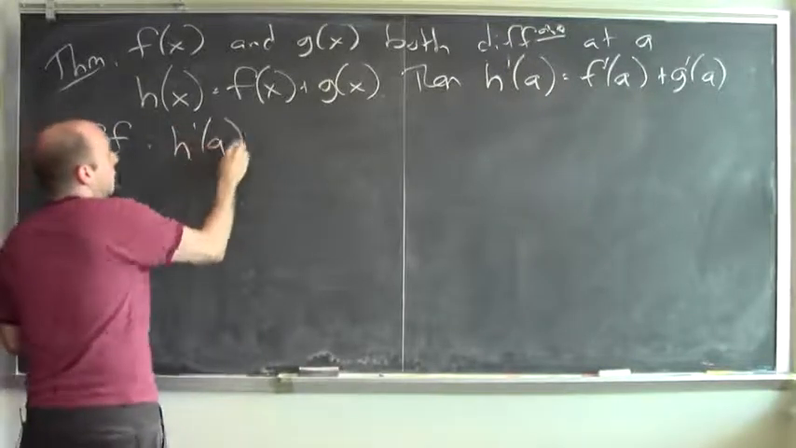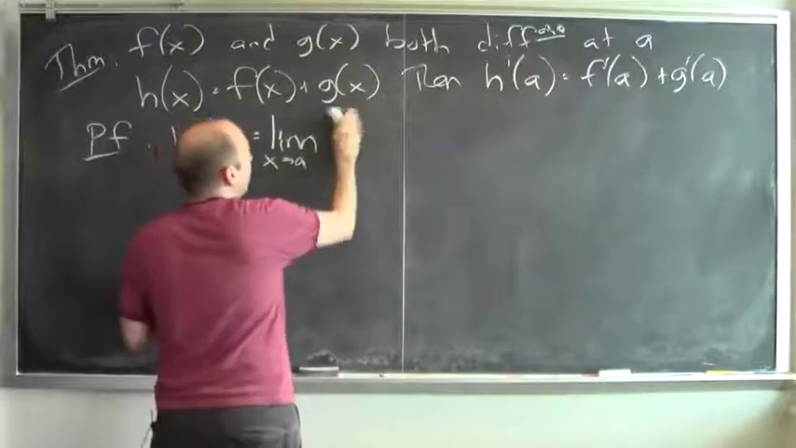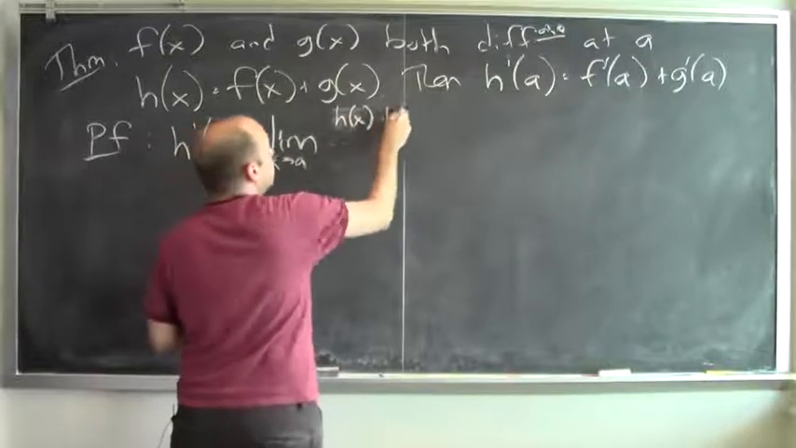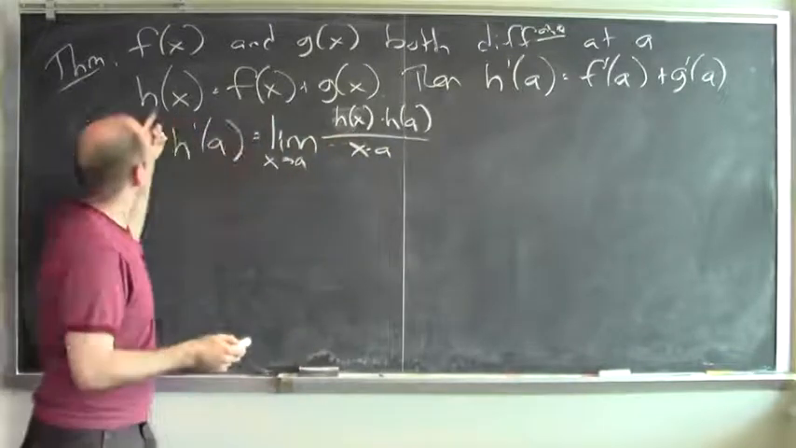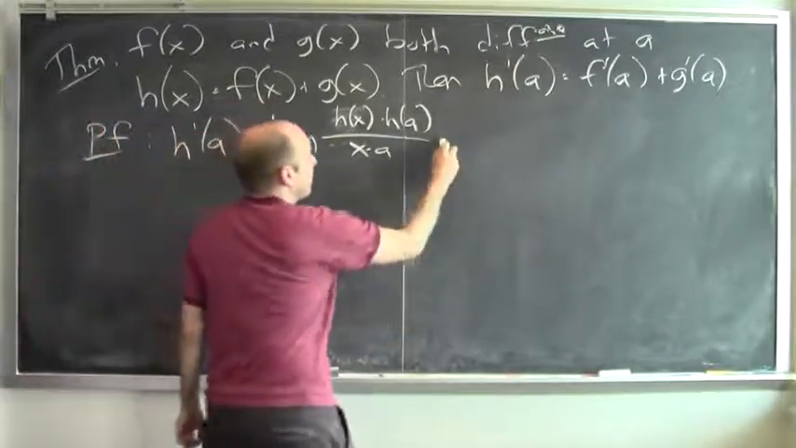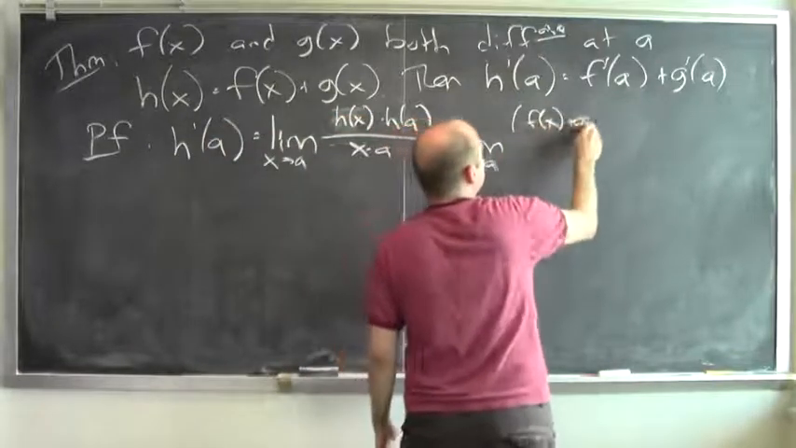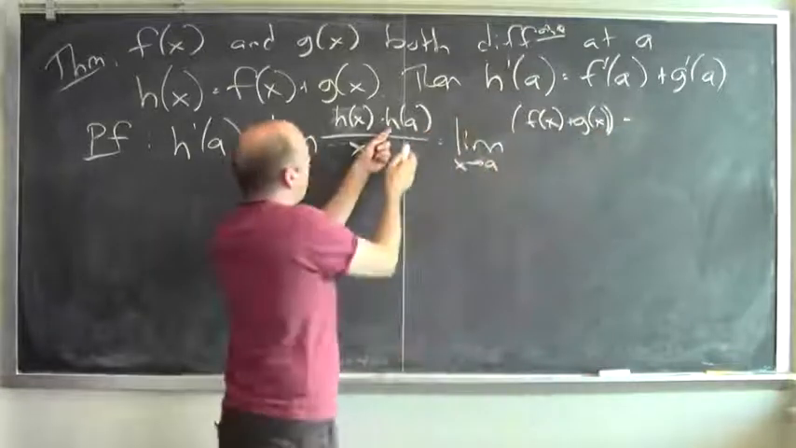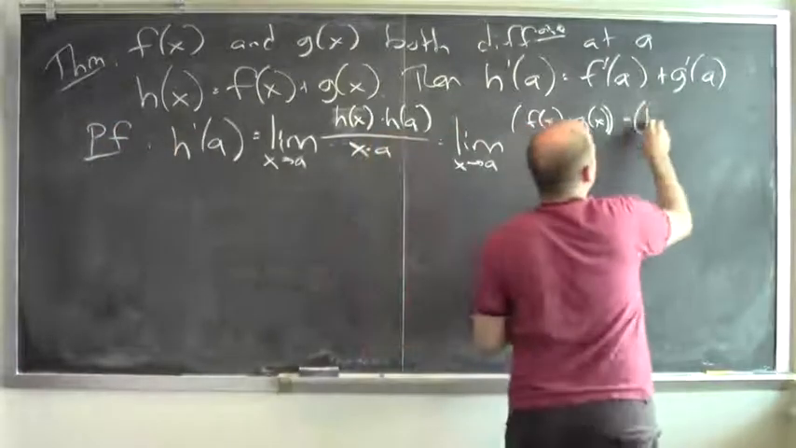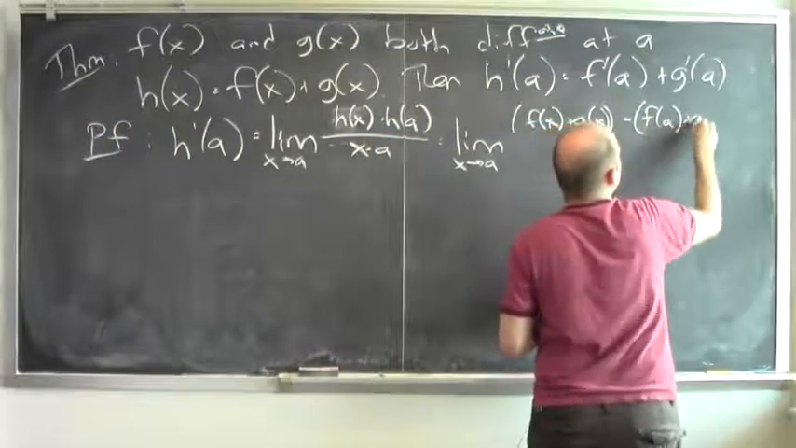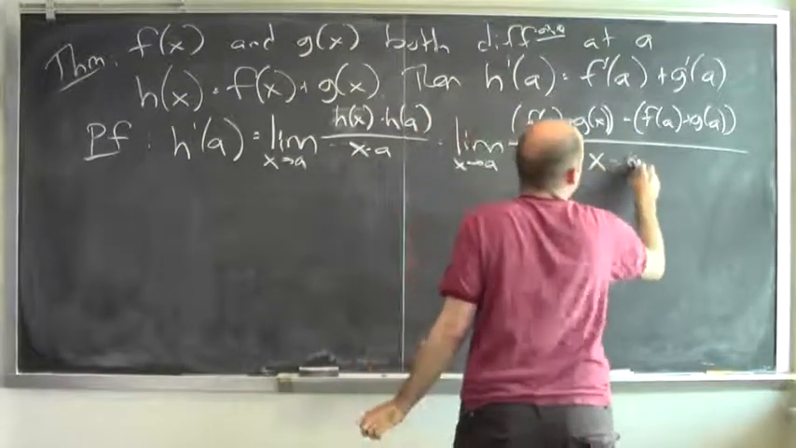The derivative of this function h at the point a is the limit as x goes to a of h of x minus h of a over x minus a. Now I know what h of x is. h of x is f of x plus g of x, so I can plug that in. All right, so this is the limit as x goes to a of f of x plus g of x. And I also know what h of a is. I just plug in a for x, and I get that h of a is f of a plus g of a. And this is all divided by the same denominator, x minus a.